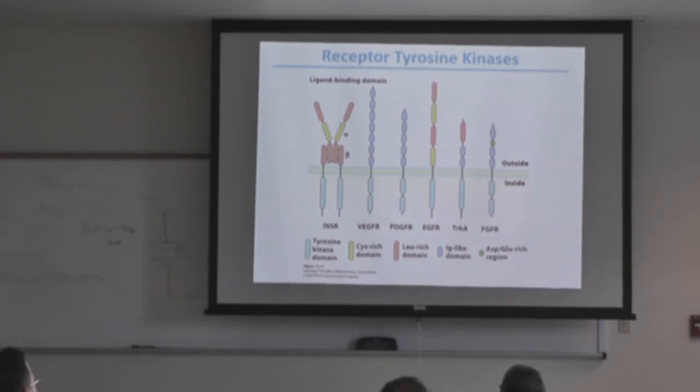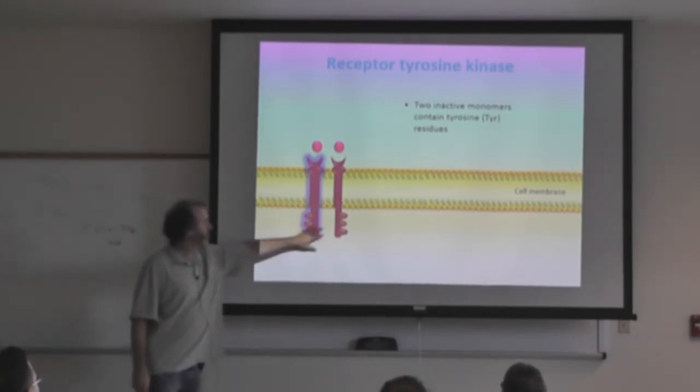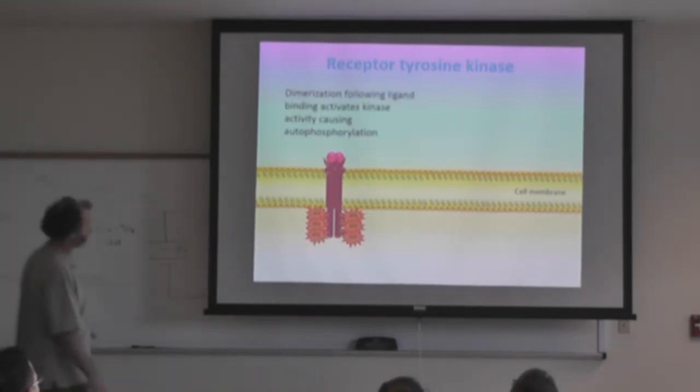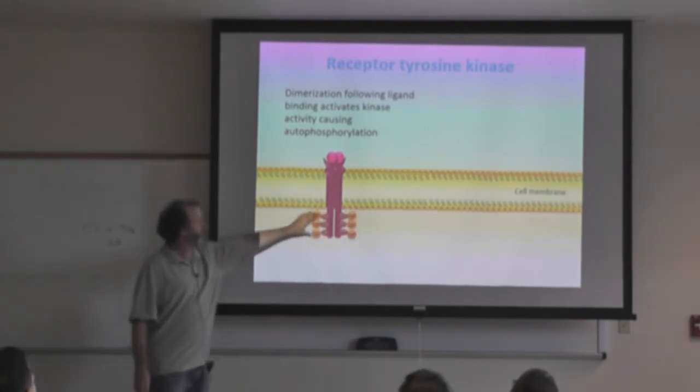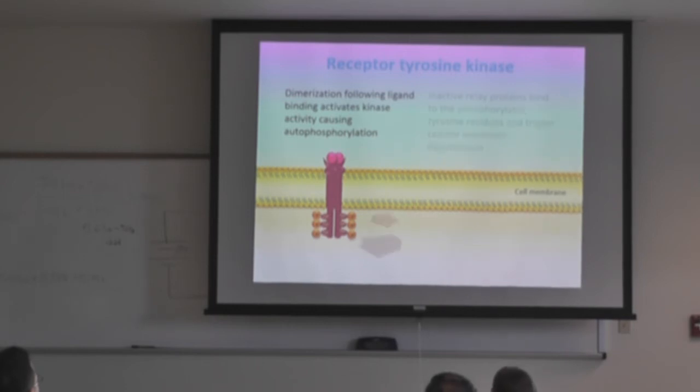So, this shows you a little cartoon about how this works. First, you get two inactive monomers that contain tyrosine residues in the tyrosine kinase activity domains. Ligand binding leads to dimer formation, and that dimer formation will then lead to autophosphorylation, causing these tyrosine residues to be phosphorylated.